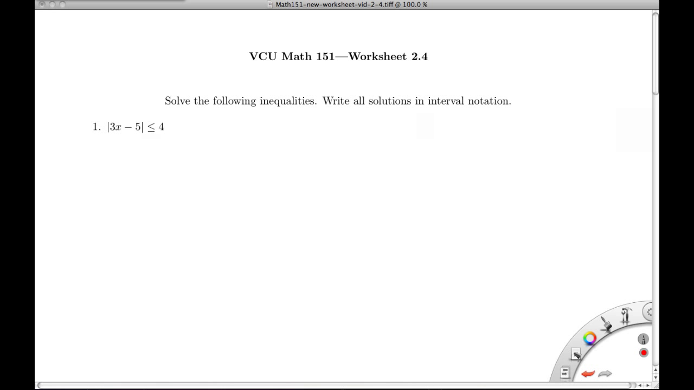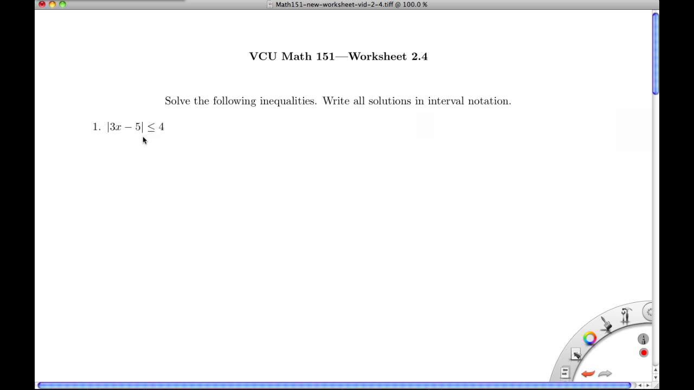Hey everyone, so these are the solutions to Worksheet 2.4. Here we're going to be talking about solving inequalities that involve absolute value functions as well as quadratics. The techniques are slightly different for the two, so make sure you're paying attention to the different methods that we use here. So we're going to start off with some absolute value inequalities.